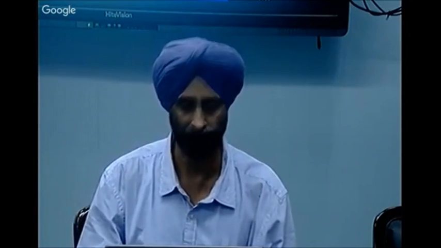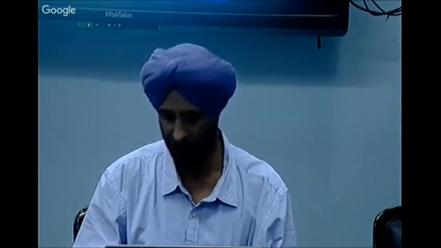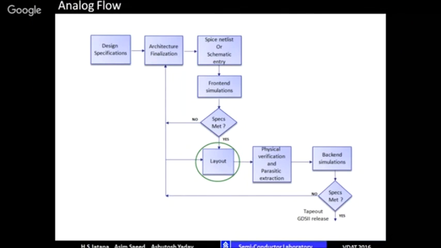Going further, in the first part we covered the front end part: how to fix the circuit values, how to decide the various large signals and small signals like VDS, ID, W, L, GM, slew rate, SMRR, and things like that.